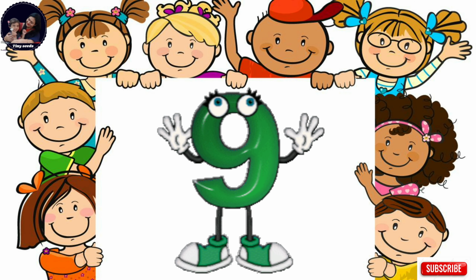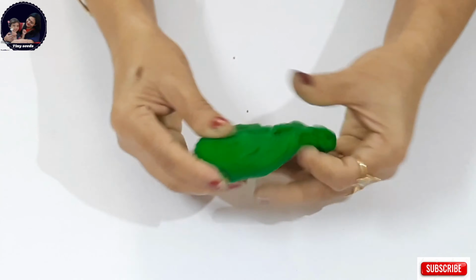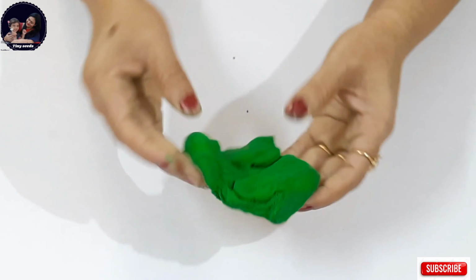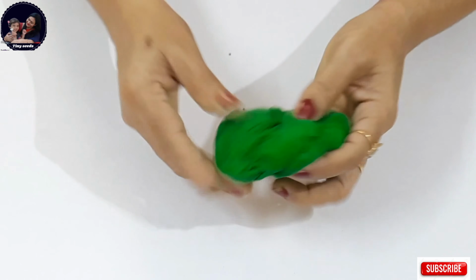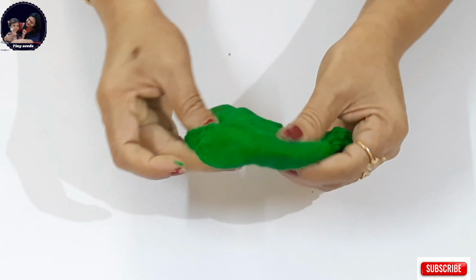Now children, we will learn more about number 9 with fun and play. Look, ma'am has taken a dough. ममा जो आटा गूंथती है ये वही वाला आटा है. Just ma'am has added green food color and has mixed it well.